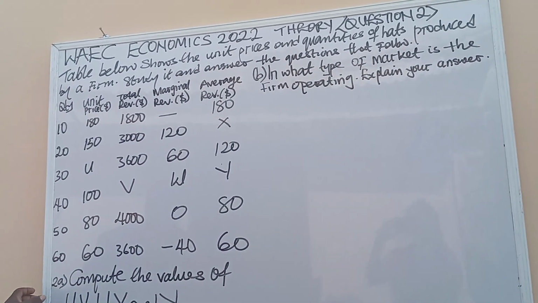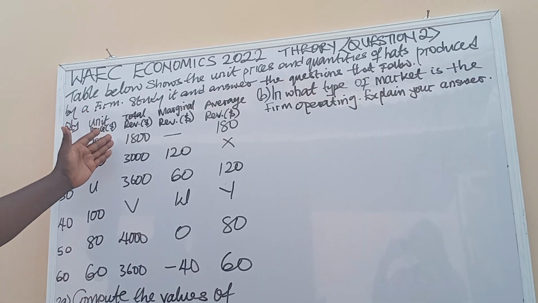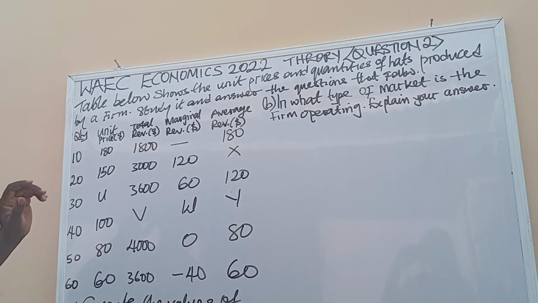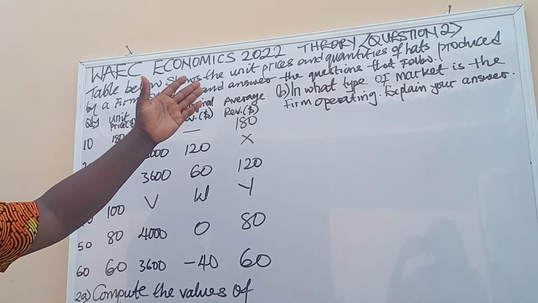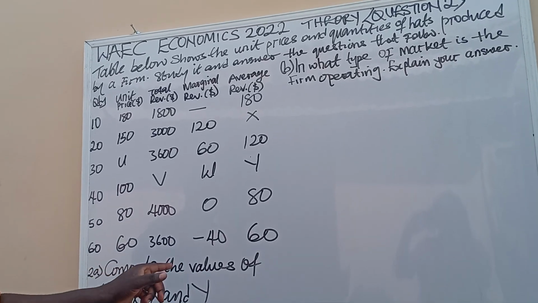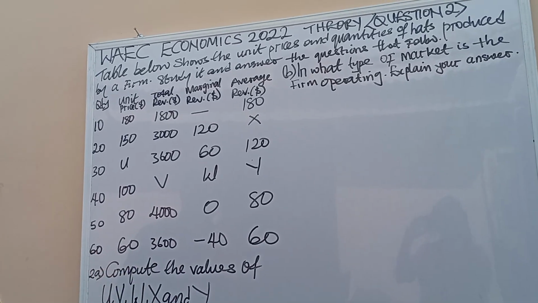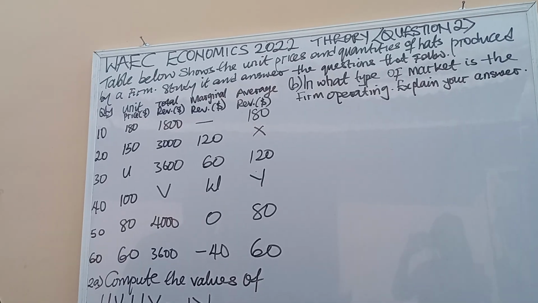Question A. So this is the table: quantity, unit price. Everything is in dollars. Total revenue, marginal revenue, and average revenue. Question 2A says compute the values of U, V, W, X, and Y. So let's compute this.